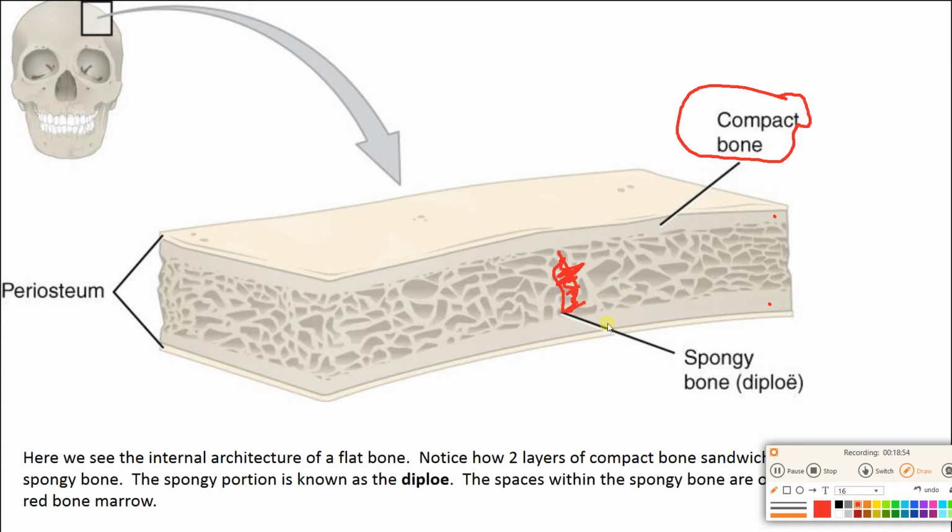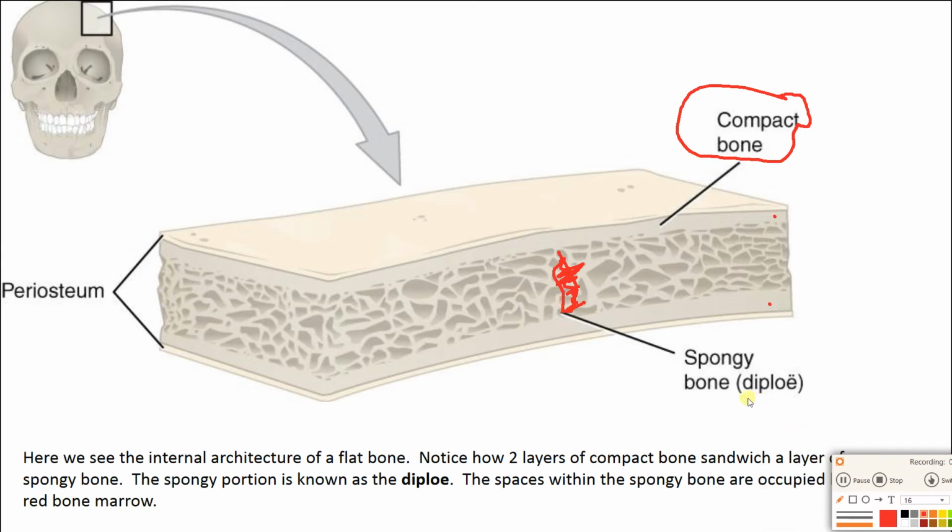And there's actually a special name for this spongy bone portion. It is called the diploë. The diploë. I think I forgot to put the umlaut on the E right there. Diploë. There we go.